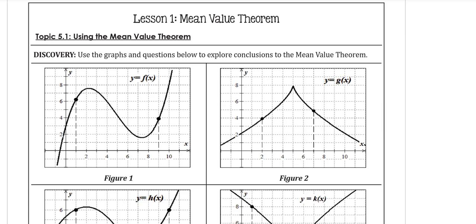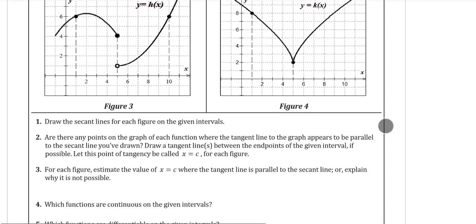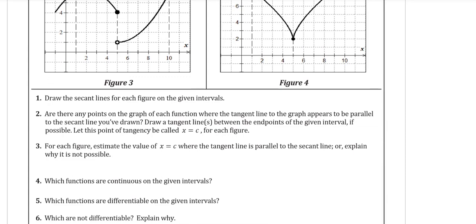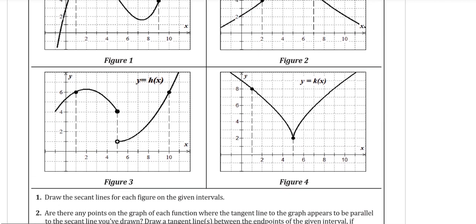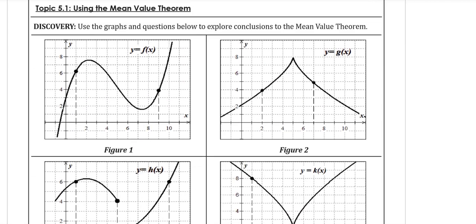What the mean value theorem talks about is, when you're talking about mean, you're talking about average. So we're going to be looking at average rate of change and what that can do for us. We're going to do the steps at the bottom. Step 1 says to draw the secant line for each figure on the given interval. So we're going to look at the 2 points that are given and draw the secant line.